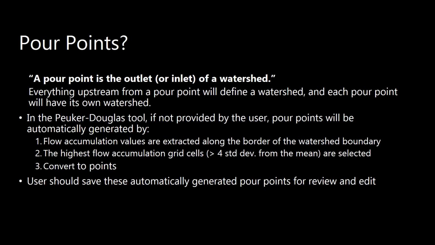In the Peuker-Douglas tool, if it's not provided, as you saw, pour points can be automatically generated. And this is done by extracting flow accumulation values that are along the watershed boundary. And the highest flow accumulation value that is at least 4 standard deviations above the mean will be selected and then converted into the point. So this means that we could get multiple outputs, and that's why we're going to review and edit our pour points once they are output.